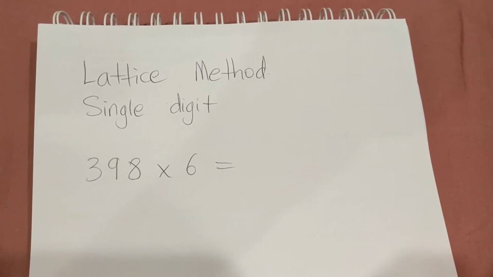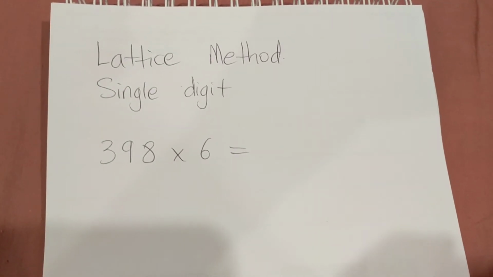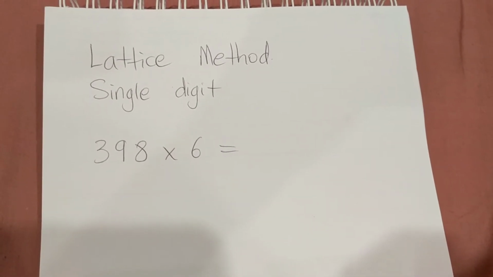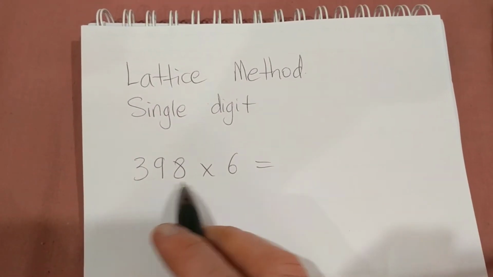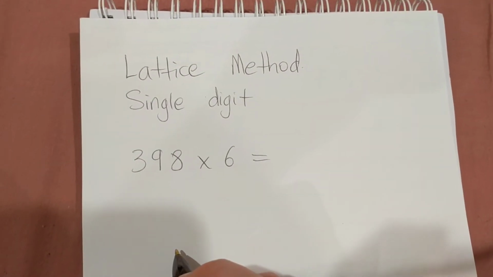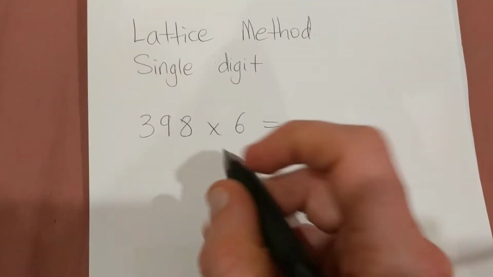Hi there, here's how to do the lattice or box model method when you're timesing a large number together with a single digit. So in this case we've got 398 times 6, and the first thing I'm going to do is draw my boxes and lay out the sum correctly.